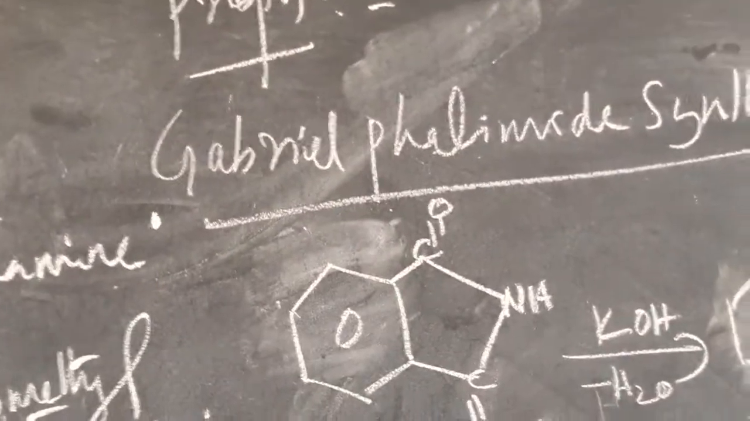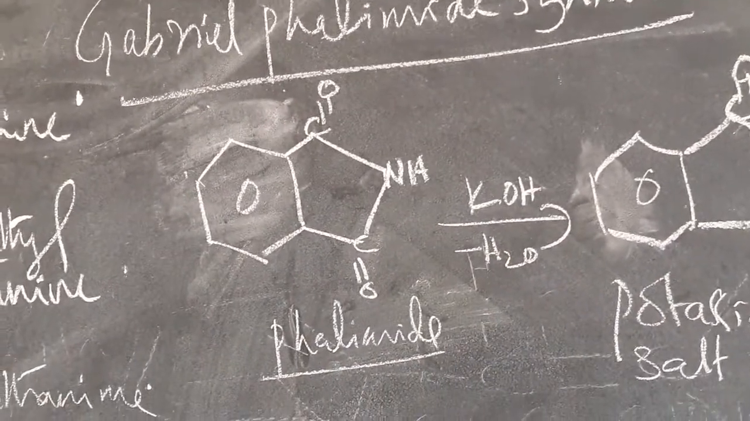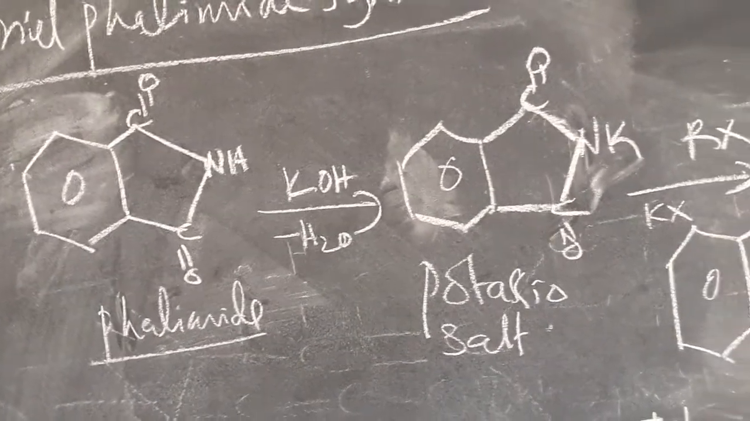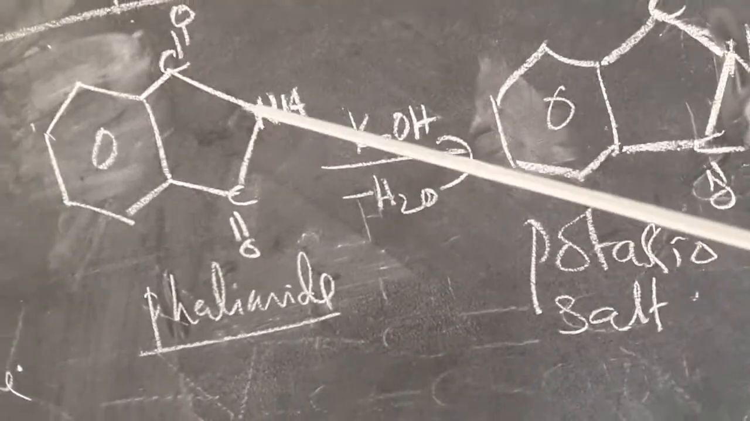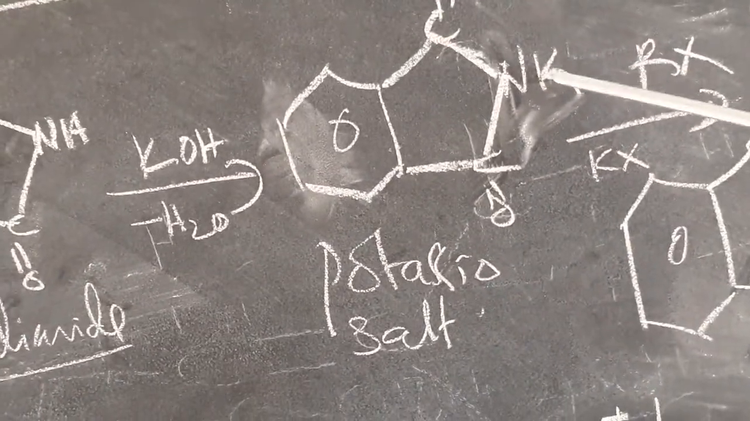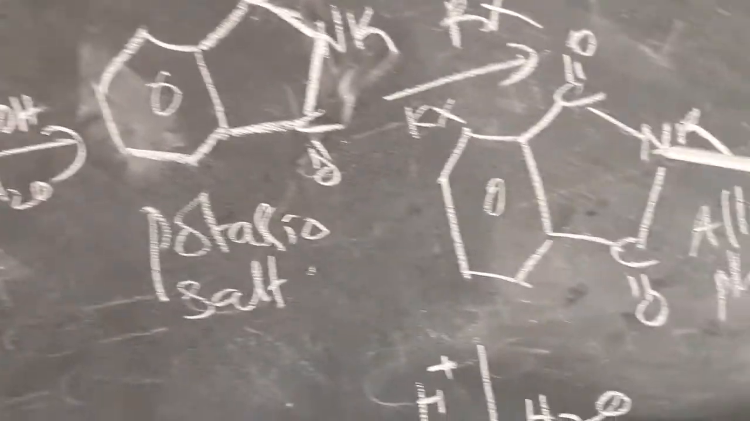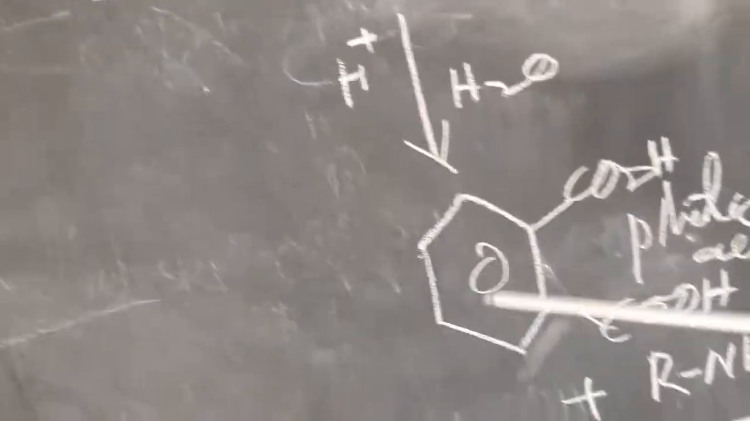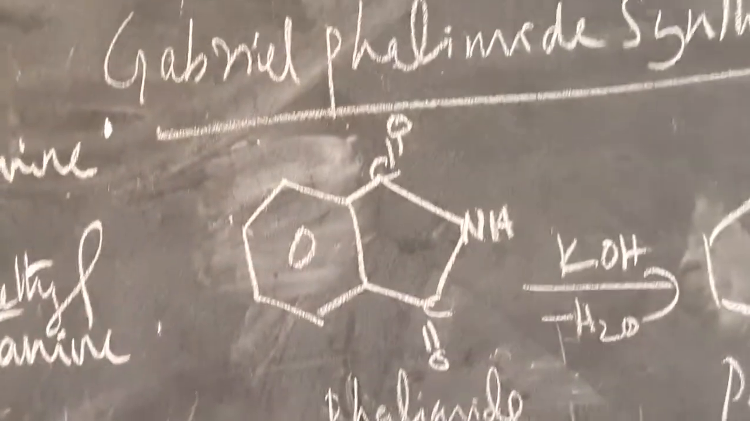In the general methods of preparation, the first one is the Gabriel phthalimide synthesis. Phthalimide is taken and treated with potassium hydroxide. A water molecule is eliminated, H is removed and K comes in. Then treating with alkyl halide, K is replaced by R, and N-R is formed. On hydrolysis you get phthalic acid along with a primary amine. That reaction is known as the Gabriel phthalimide synthesis.